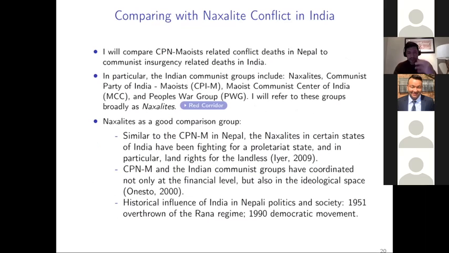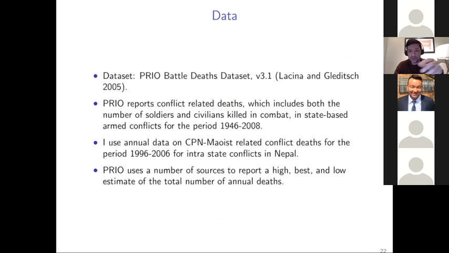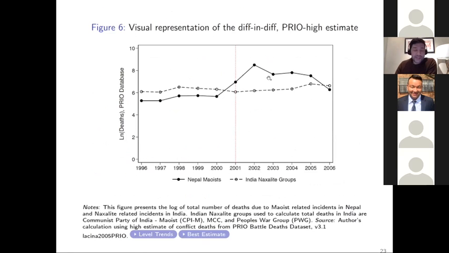So to do that, I'll take a similar conflict in India, which was by the Naxalites, and I'll do a different study using the Naxalite conflict as a counterfactual. What we expect to see, if there was no shock in Nepal, where the solid line is Nepal and the dashed line is the Indian conflict, is probably a parallel trend with the two curves, right?